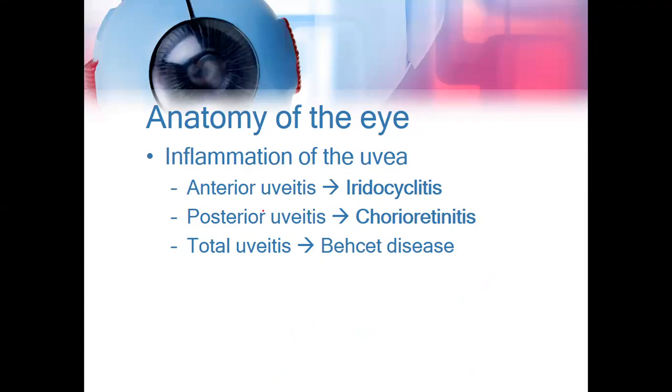And the inflammation of the posterior uvea, which is only composed by the choroid, is actually posterior, right? And what do we have in the posterior part of the eye? The retina, right? So the inflammation of the posterior uvea is also related to the inflammation of the retina. That's why we call it chorioretinitis. Inflammation of the anterior uvea would be iridocyclitis, and of the posterior uvea, chorioretinitis.